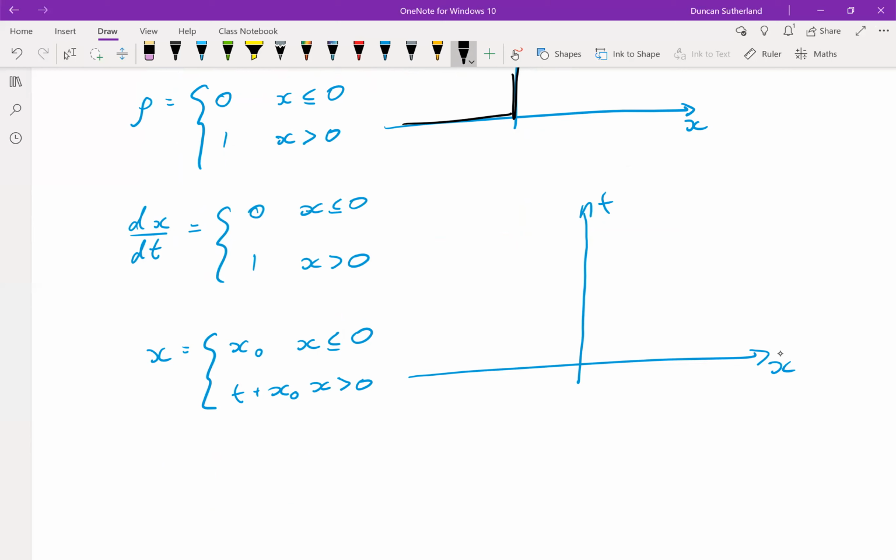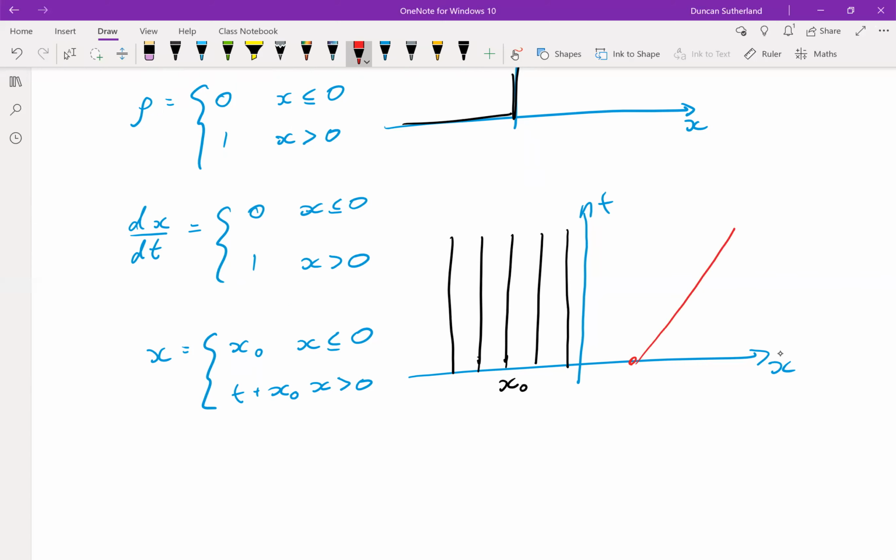If x is less than 0, we just evolve the initial location of x in time, independently of time. So we just stay at x naught for all times. If we're here, we've got some starting point here. We're going to evolve t equals x minus x naught, right? So you can see that that's a line of slope 1.